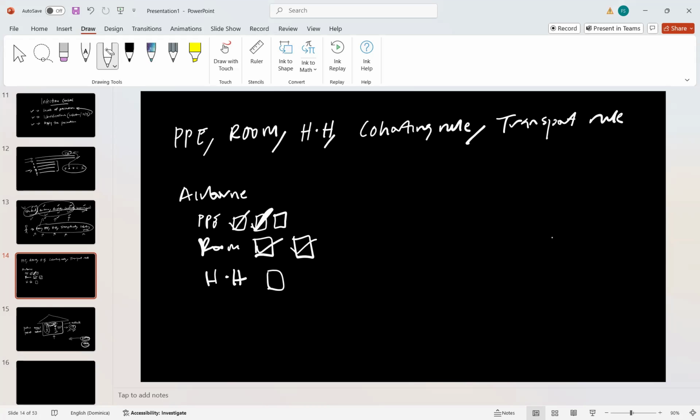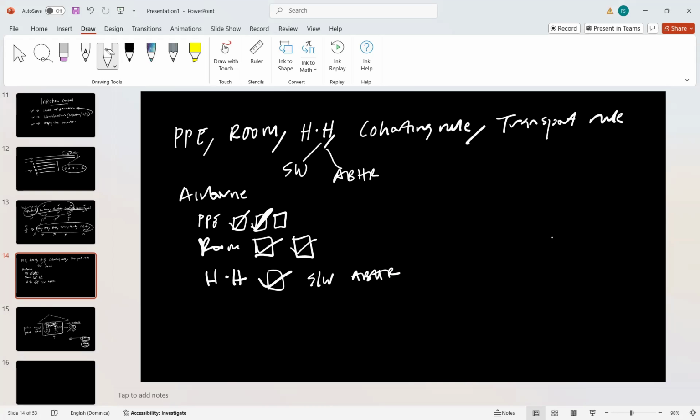We can use soap and water or the hand sanitizer. Soap and water or alcohol-based hand rub. We have two types of hand hygiene: soap and water and alcohol-based hand rub. Those are the two that we have, and they are very good for airborne. Right, so that is correct.